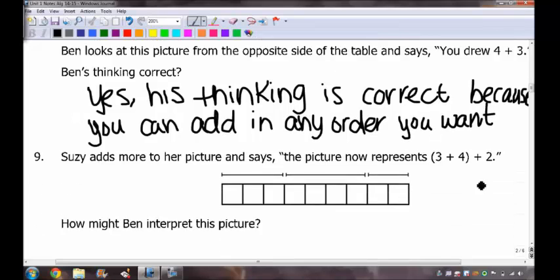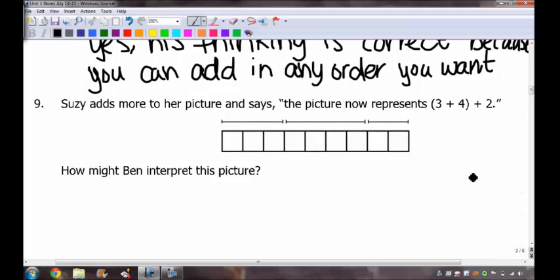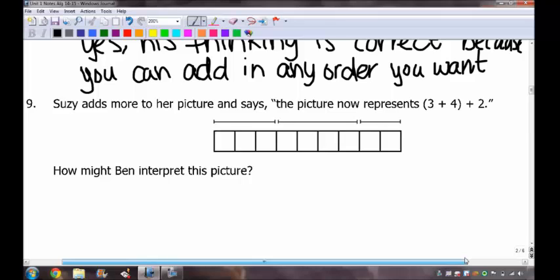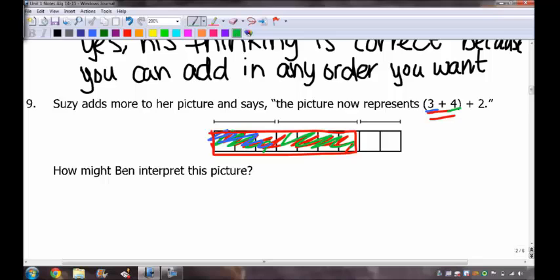All right, so number 9, Susie adds more to her picture and says the picture now represents 3 plus 4 in parentheses plus 2. So right here, here's my 3 plus 4. It's this whole thing, this 3 plus 4, except the 3 plus 4 is really, truly the 7 that we have here, right? So here's my 3, here's my 4, but all together it makes this red piece right here, okay, plus the 2 on the outside. So I've got this 2 right here, just hanging out over here, okay?